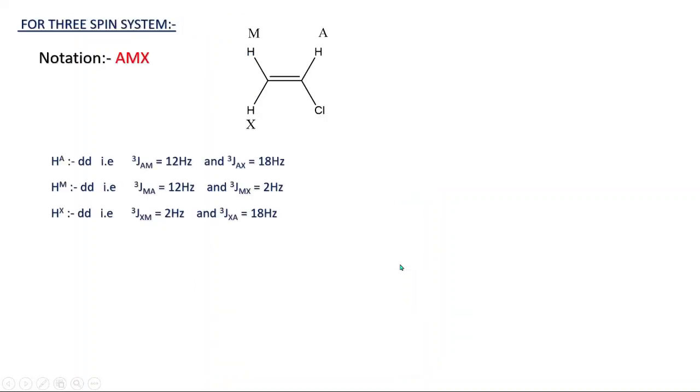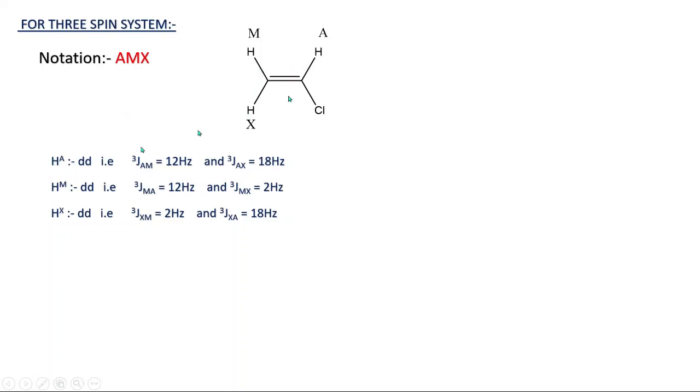Now we will discuss the 3 spin system. If you see the 3 spin system, the notation will be AMX, because this A is different, this M is different and this X is also different. Now if you see this A, it will couple with this, this is vicinal coupling, and this is also a vicinal coupling, but this is a cis coupling and this is a trans coupling. So the J value will be different, that is, magnetically non-equivalent.